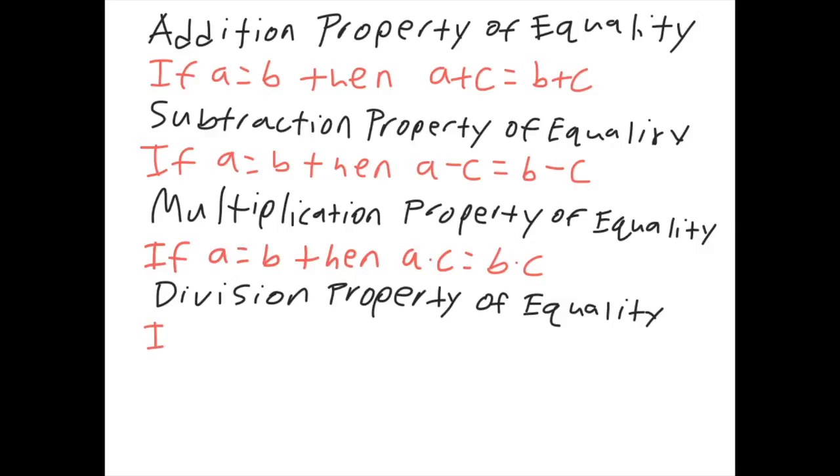So this one says if A equals B and C does not equal 0, so C can be any number, but it can't be 0, then A divided by C is equal to B divided by C. So again, if we have two numbers, A and B, and we divide them both by the same number, they will still be equal. Except if C is 0, because you just can't divide by 0.